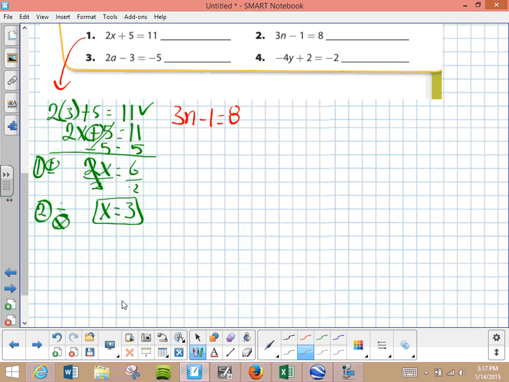All right. So tell me, Soraya, how do I solve this? I know there's a first step, right? Yeah. Add or subtract. Okay. So what am I doing? It's subtracting, right? So I must add 1 to both sides, correct?